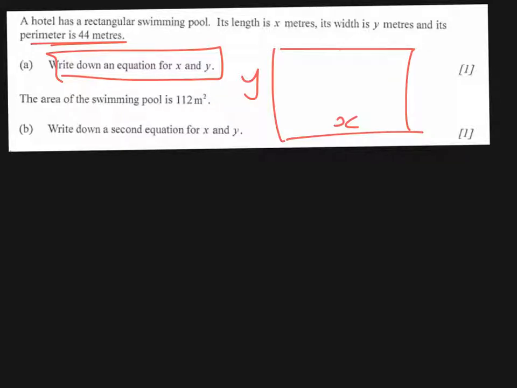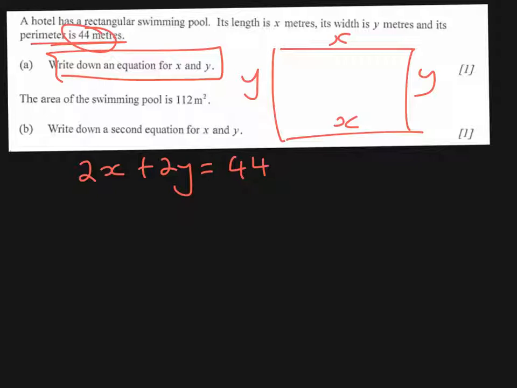Given that the perimeter is all the way around the outside of the shape, if we add that up algebraically, that's going to give you 2x plus 2y is equal to the perimeter, and we know that the perimeter is 44. So that is the simplest interpretation of the formula in part A.